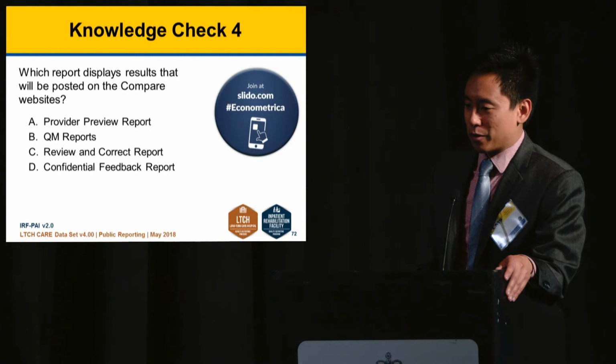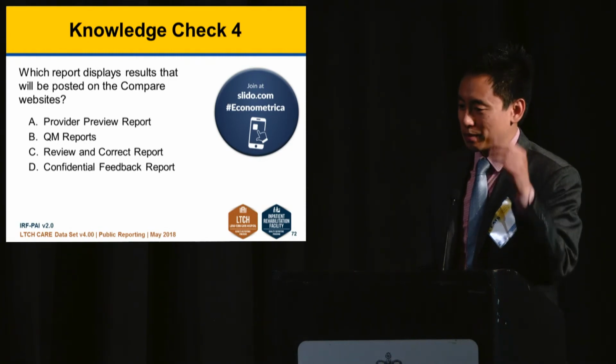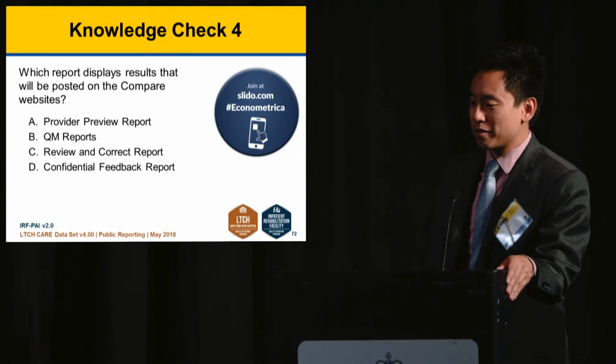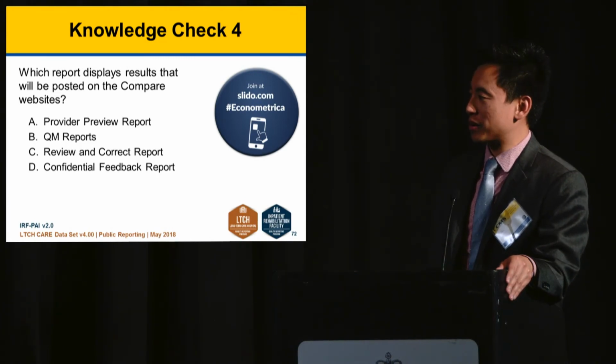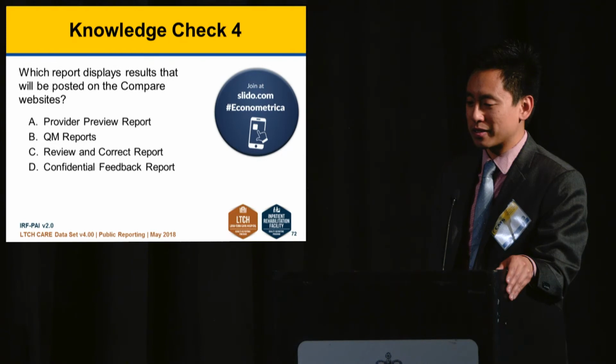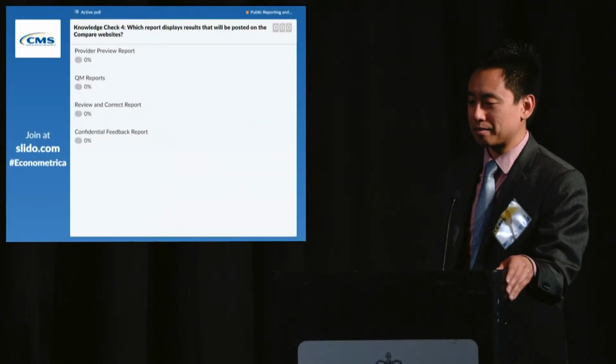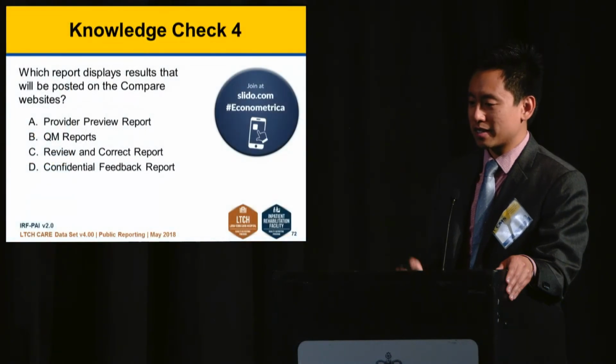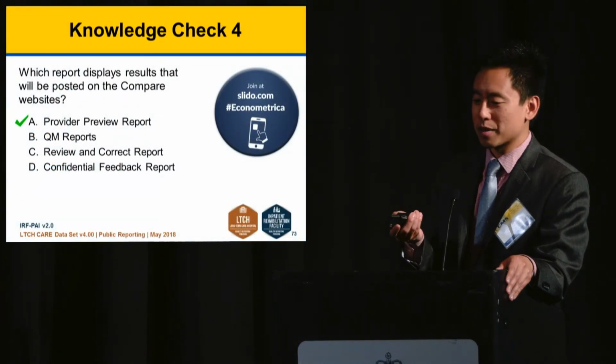So now let's check number 4, which report displays results that will be posted on the Compare website. Is it A, provider preview report, B, QM reports, C, review and correct reports, or D, confidential feedback report? All right, so we'll get to the answer, and most of you picked the provider preview reports.